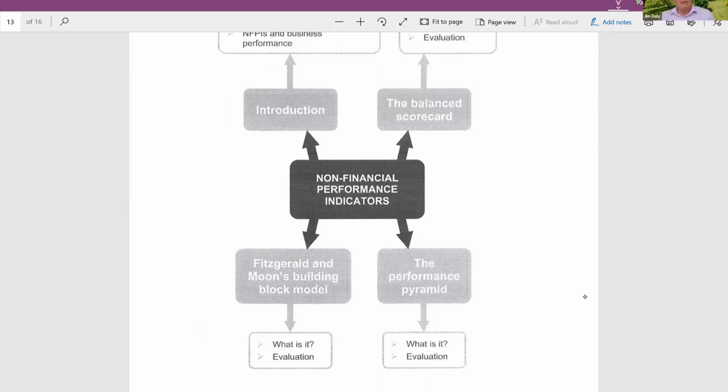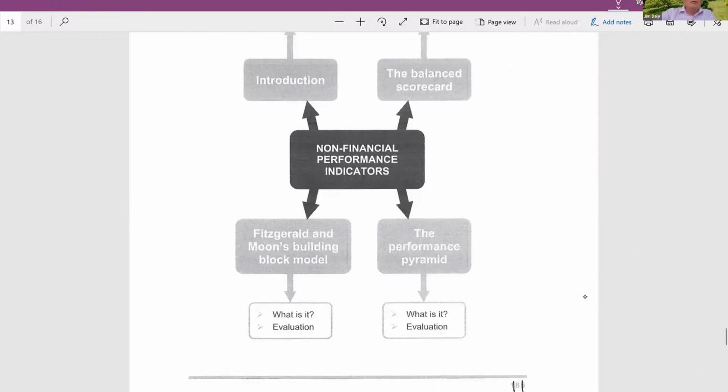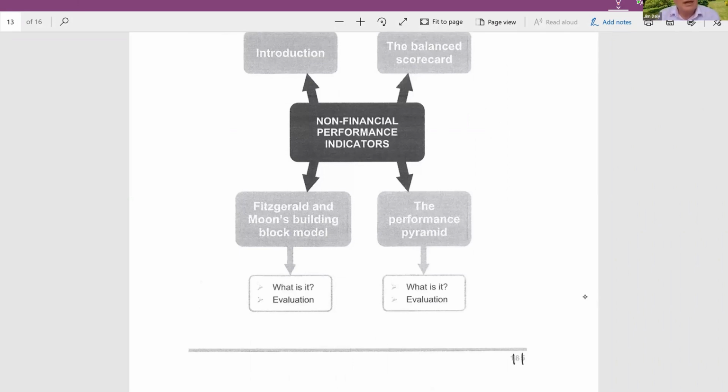We could also use the building block model. Building block model, what is it? It has 6 dimensions. It has standards and it has rewards. We tend to use the scorecard, guys, when we are evaluating a profit-seeking organization that tends to be more manufacturing-based. We tend to use the building block model when it's profit-seeking and tends to be more service-orientated, such as, say, a hotel or a professional accountancy office, and so on and so forth.